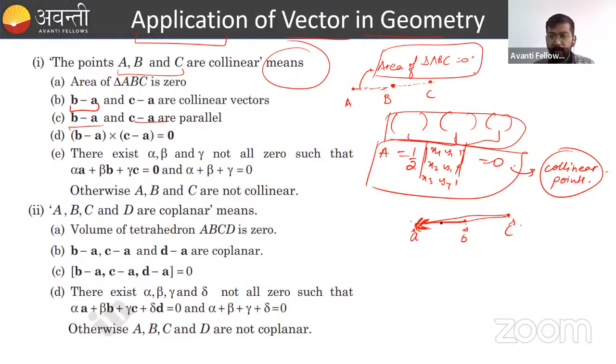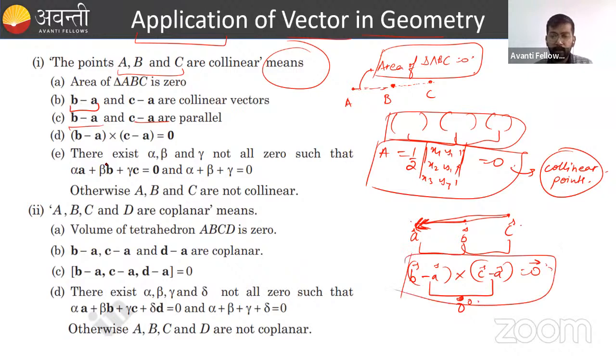Now, since they are parallel, the angle between them is 0, if they are collinear and parallel. So we can write (B bar minus A bar) cross (C bar minus A bar) is 0, right? So the angle between these two vectors is 0 degrees. Therefore, the cross product comes out to be the 0 vector, right?